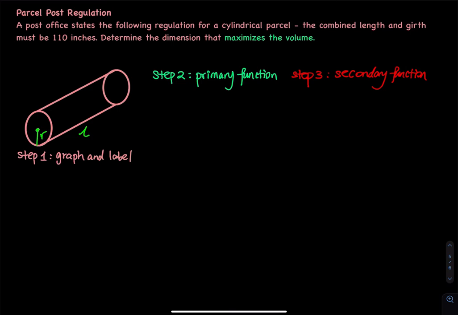So we have a picture. This is a cylindrical parcel. The length is easy to interpret, right? So this is the length. And then what about the girth? The girth, they are talking about the circumference of a circle.